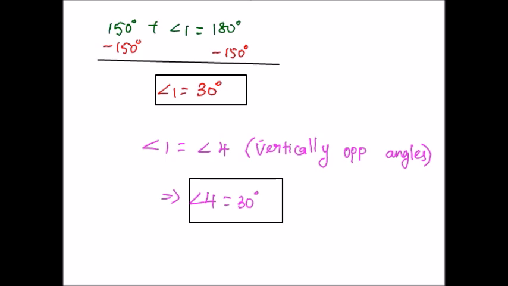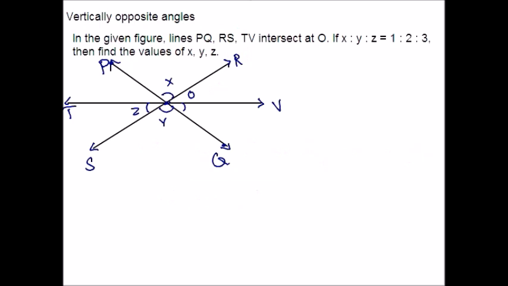Hope you are clear with this example. Let me take the next example. Here is your next example. In the given figure there are lines PQ, RS and TV that intersect at the point O. If the ratio x is to y is to z is 1 is to 2 is to 3, then find the values of x, y, z.